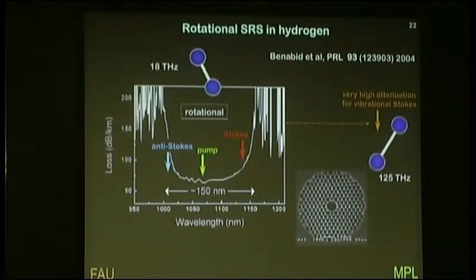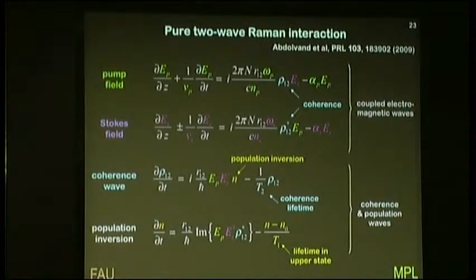This means that we have a genuine two-wave interaction. We have the pump and the Stokes, ignoring the anti-Stokes for the moment. We have pump and Stokes waves and nothing else. So it's like a perfect toy system for playing with Raman scattering.